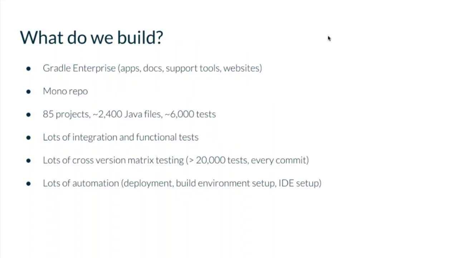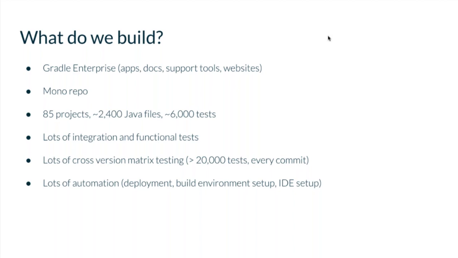So what do we actually build? We are, not surprisingly, building Gradle Enterprise. Gradle Enterprise consists of various components that we're all building in an automated fashion. We have several apps that we build and deploy. We have documentation. We have supporting tools that we're building. And we also have the website. And all these components live in a monorepo.